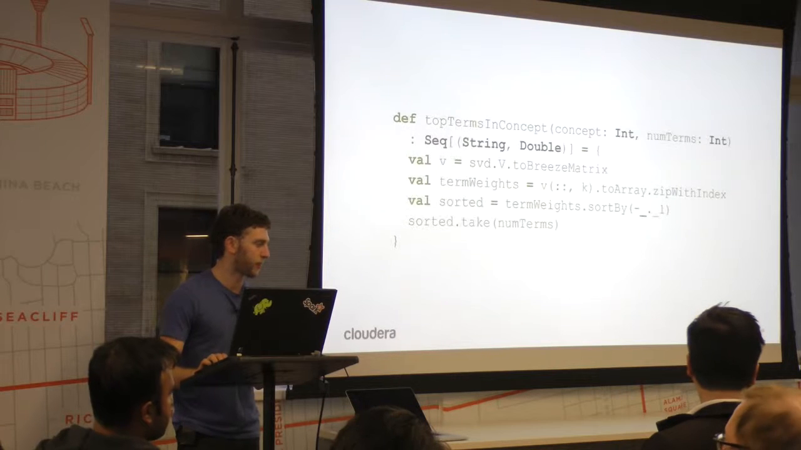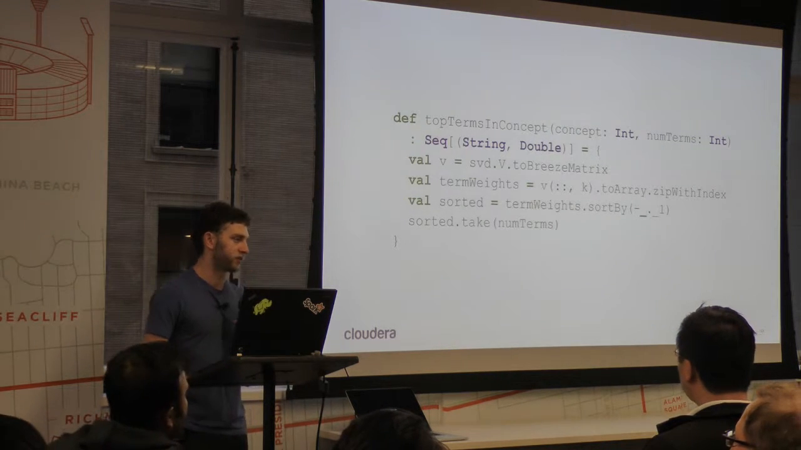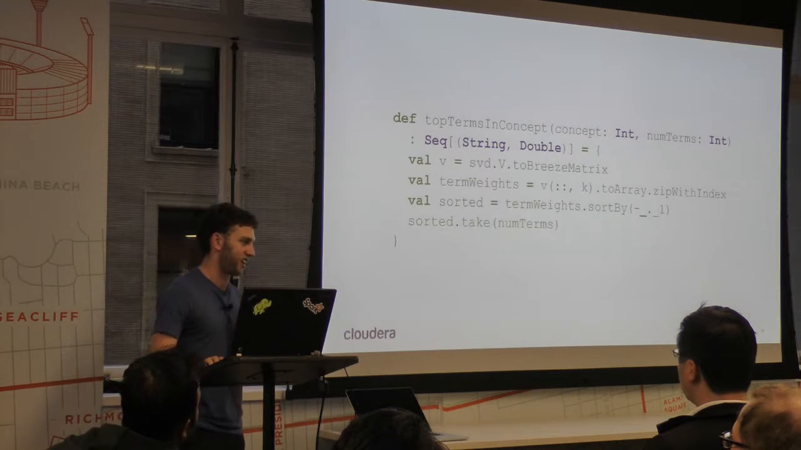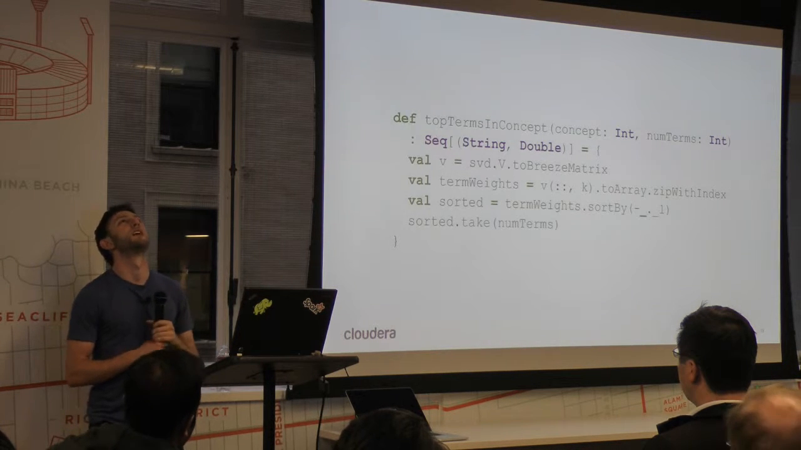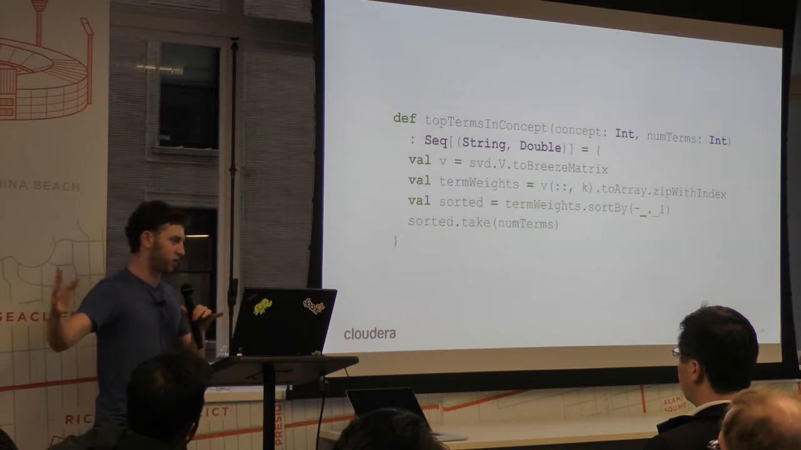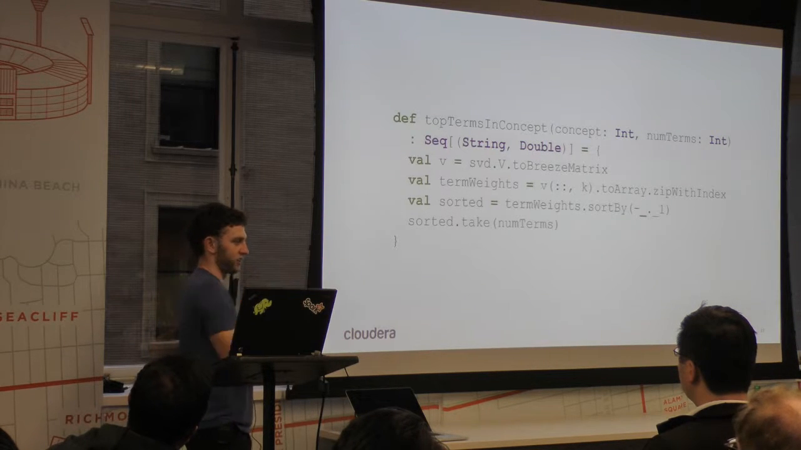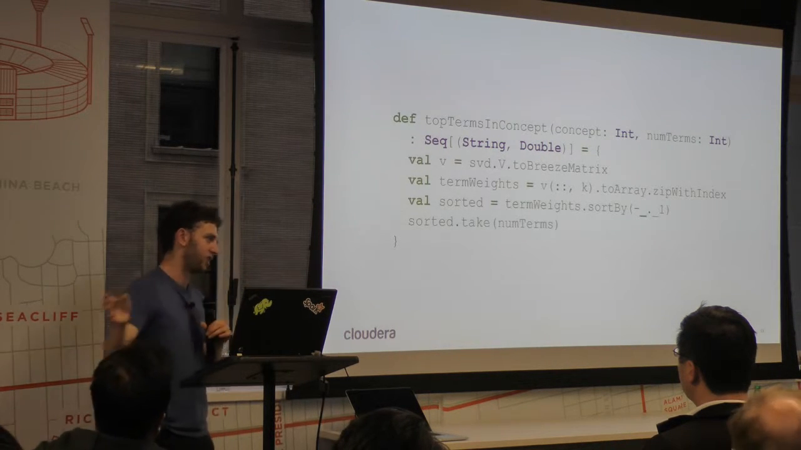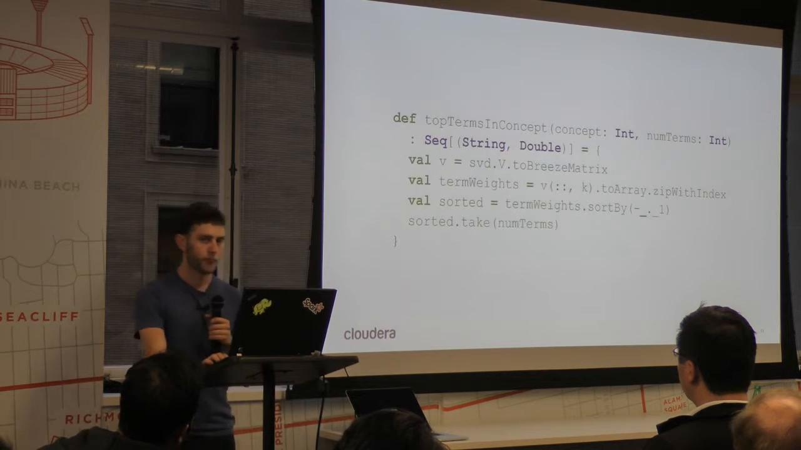So how do you interpret negative numbers? I guess you would say that term is very opposed to that particular concept. So they really don't co-occur very much at all, or the incidence of that concept in a document is going to make you unlikely to see that particular term. I think that's right.